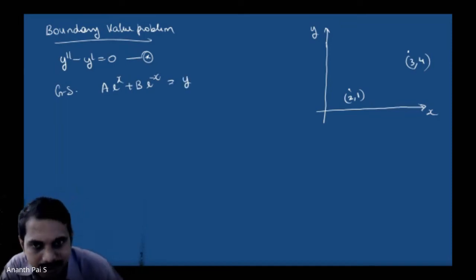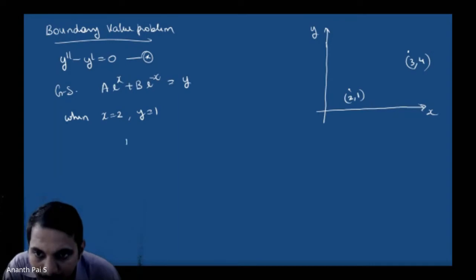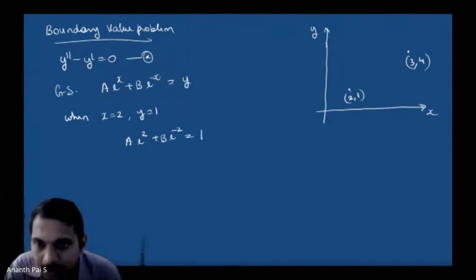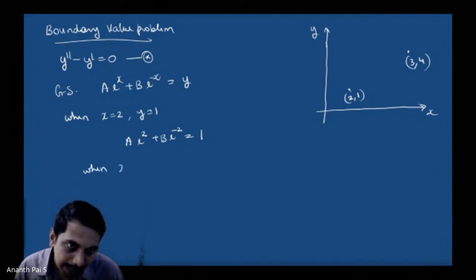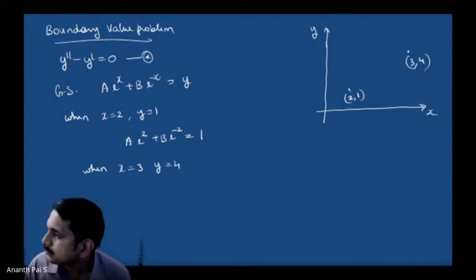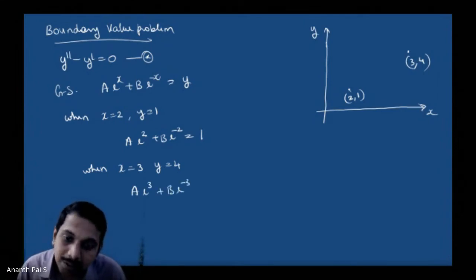How do we do that? You find, first, for the first condition, when x is equal to 2, y is equal to 1. So you put a e square plus b e power minus 2 is equal to 1. First thing, you know e power 2 and e power minus 2. Then when x is equal to 3, y is equal to 4. So what you get, a e cube plus b e power minus 3 is equal to 4.